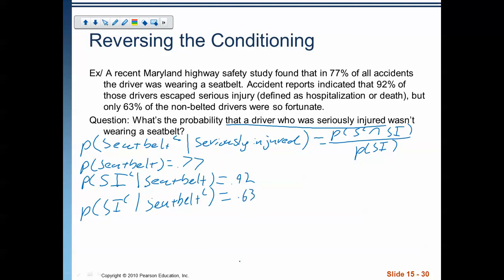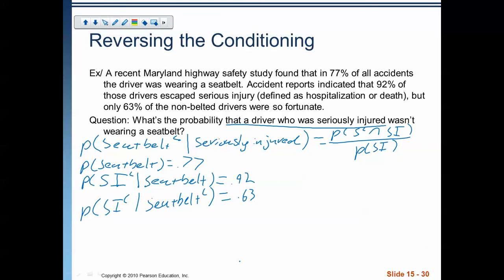The probability they were wearing a seatbelt was 77%. The probability that they were not seriously injured, given that they were wearing a seatbelt, was 92%. And the probability that they were not seriously injured, given that they weren't wearing a seatbelt, was 63%. Notice that that's all of the information that we were given. I've just cataloged it in terms of our probability notation. We're going to do this several times.